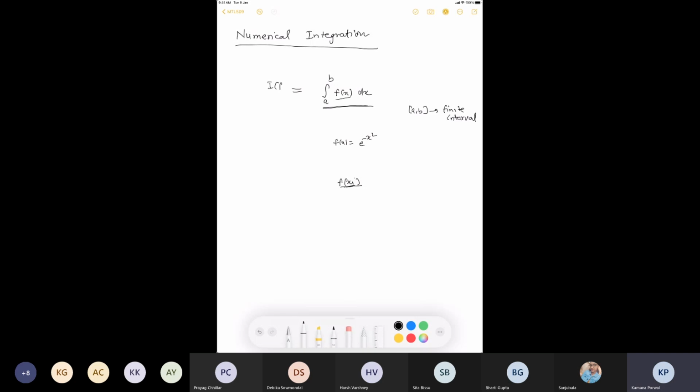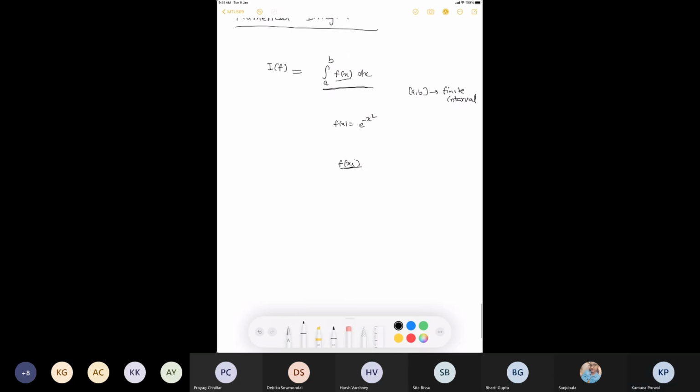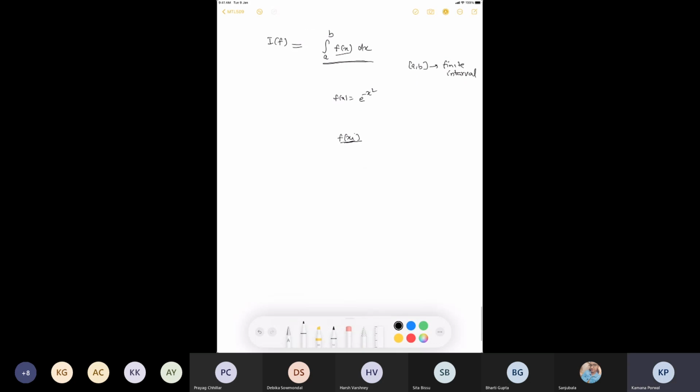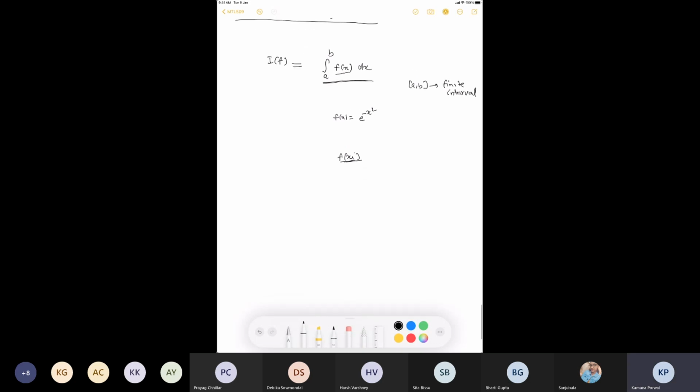I will be denoting this quantity, that is, the integral of f over this interval, by I(f). And this procedure of finding the approximate value of I(f) is called numerical integration, or there's another word used for it, which is quadrature.